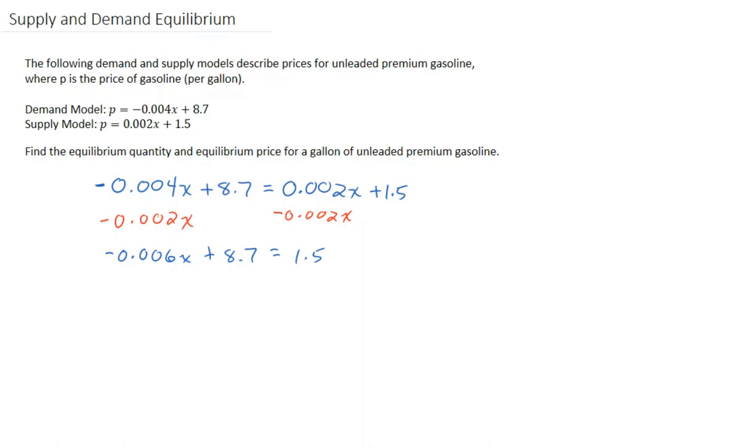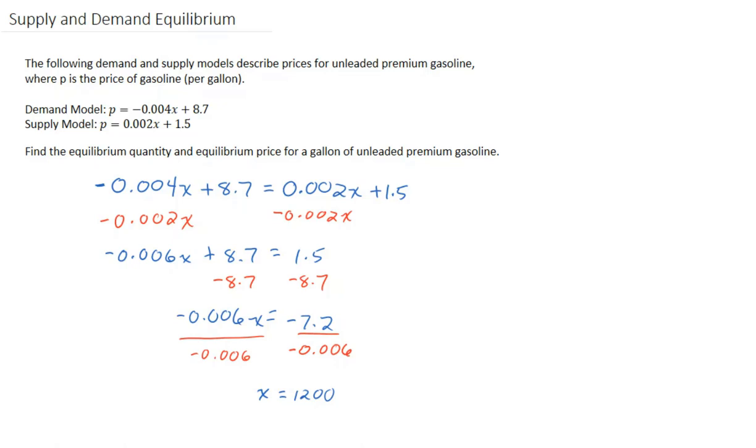Now I'll work on getting x by itself by subtracting 8.7 from both sides. Alright, that gives me a negative 0.006x equal to negative 7.2. And then I'll finish up getting x by itself by dividing both sides by the coefficient of x, the negative 0.006. When I do that, I'm going to get 1200. So x equals 1200. Going back to our scenario, what that x stands for are gallons of gasoline per day.